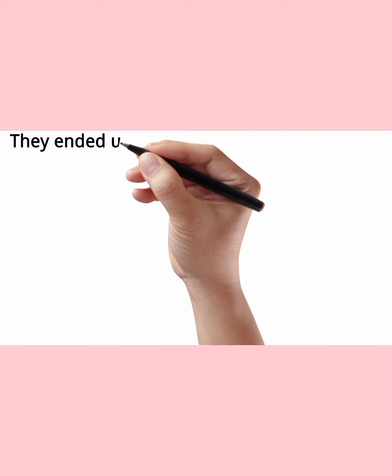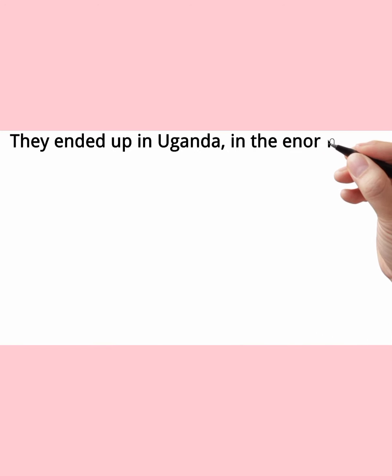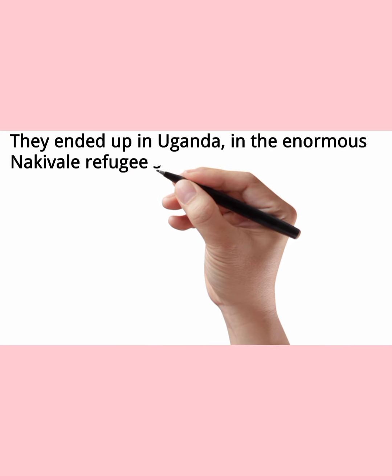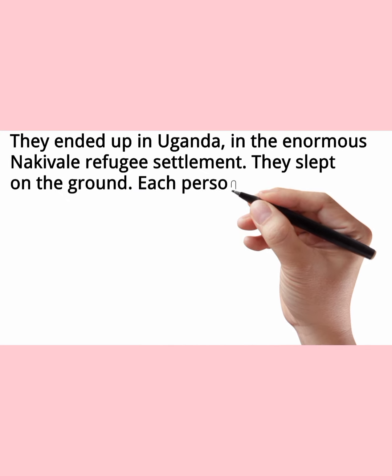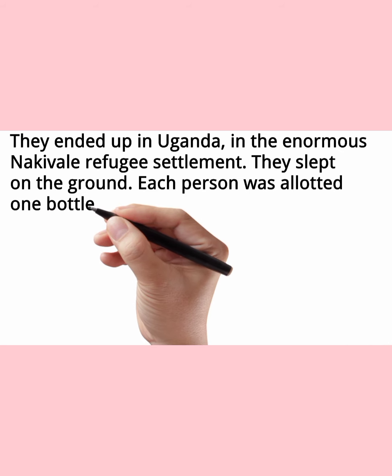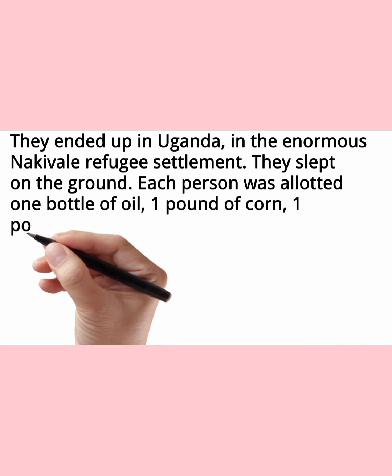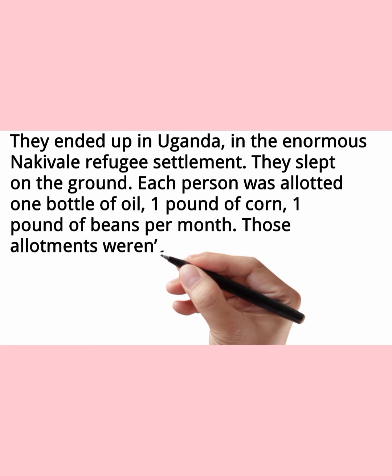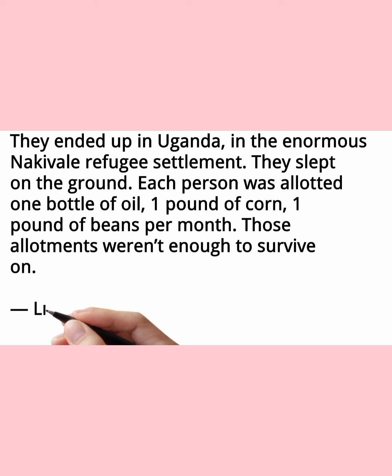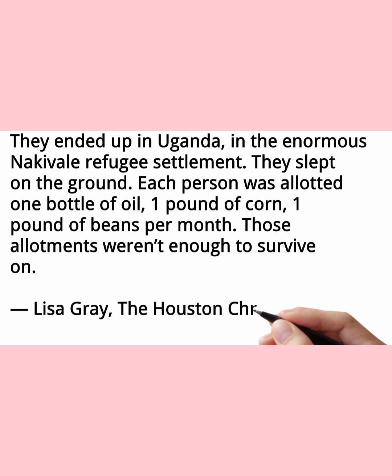They ended up in Uganda, in the enormous Nakivale refugee settlement. They slept on the ground. Each person was allotted 1 bottle of oil, 1 pound of corn, 1 pound of beans per month. Those allotments weren't enough to survive on. Lisa Gray, The Houston Chronicle, the 11th of January 2020.